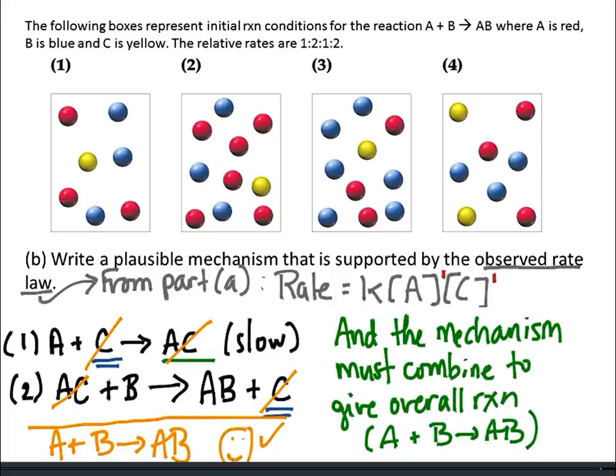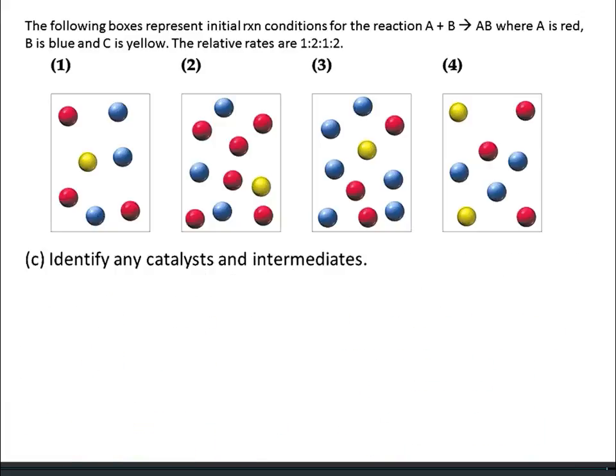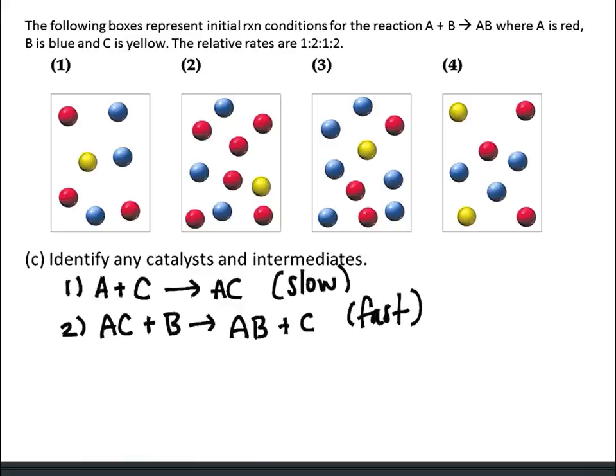Again, there are possible multiple steps, multiple answers to this. Now if we look at the mechanism we gave and we identify catalysts and intermediates, remember that catalysts are initially consumed and then reappear usually, so that would be C. Intermediates are something that are formed in an early step and then they are consumed in a subsequent step, so that would be AC in this example.